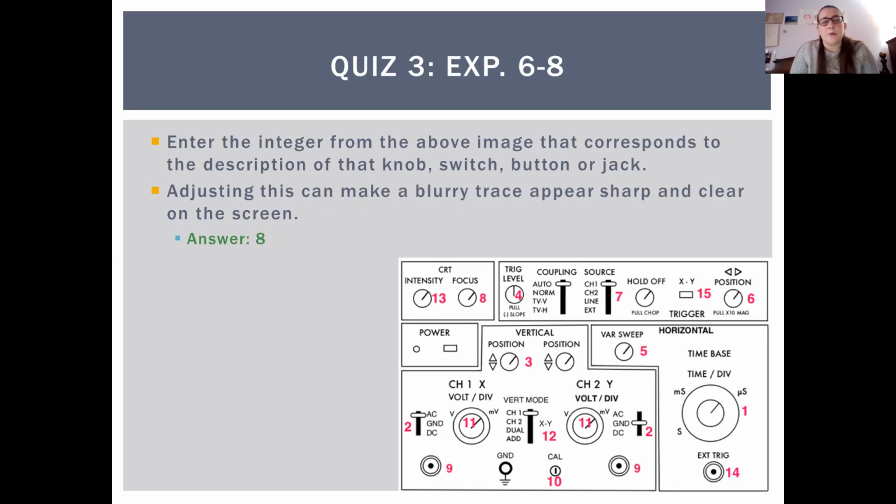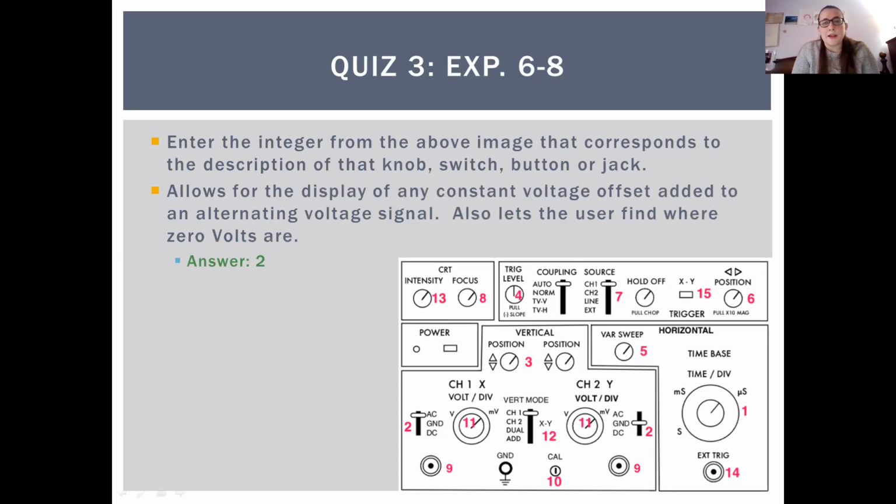Which one can make a blurry trace appear sharp? That would be the focus up here, number 8. Which one allows for the display of a constant voltage offset added to an alternating voltage signal and figure out where 0 volts are? That would be switch number 2, where you can switch between alternating current, direct current, or ground. Ground would show you where your 0 level is.